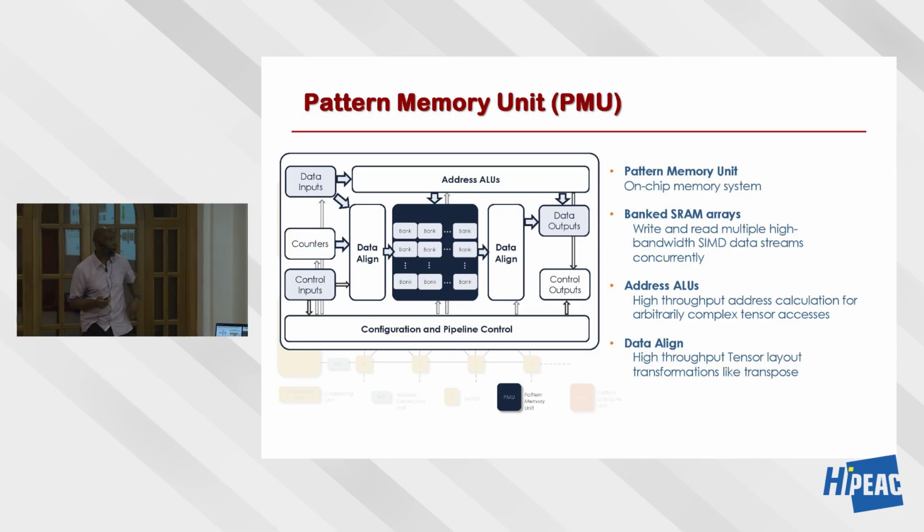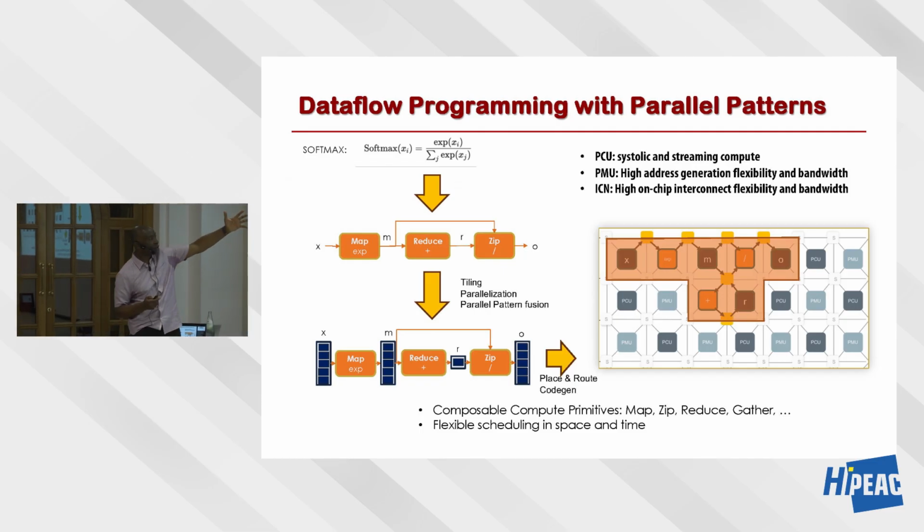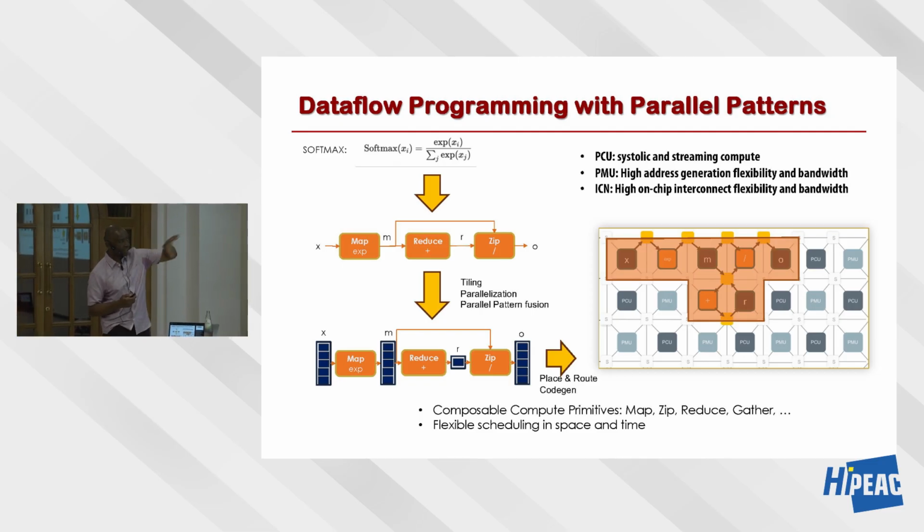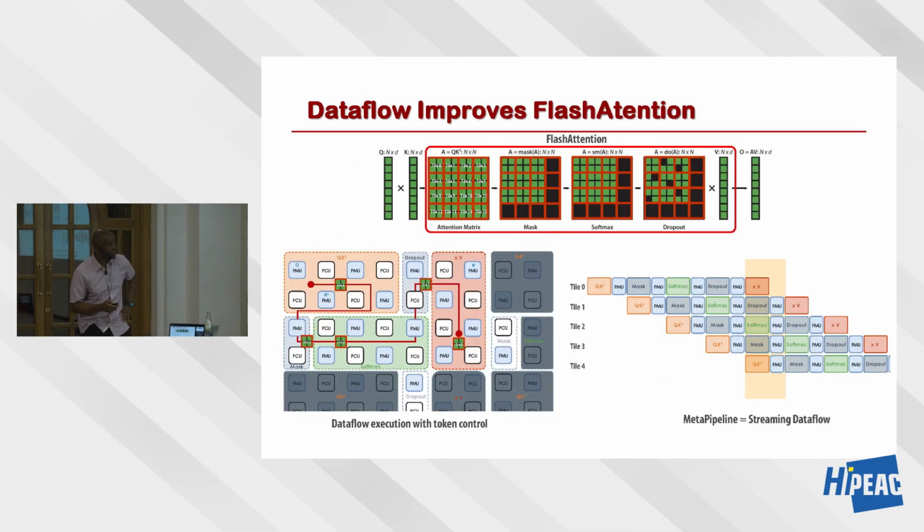Okay? So here's an example, right? This is softmax, right? So softmax, you can represent it as parallel patterns, and the intermediate tensors, of course, get put into the PMU memories, and then you can lay out the data flow in space, right? And so the result is that you get the ability to change the amount of parallelism that you exploit in the different kernels and make sure that data flows as efficiently as possible.